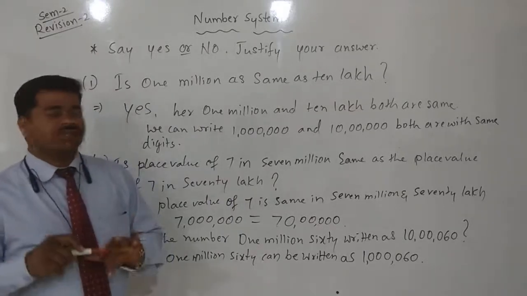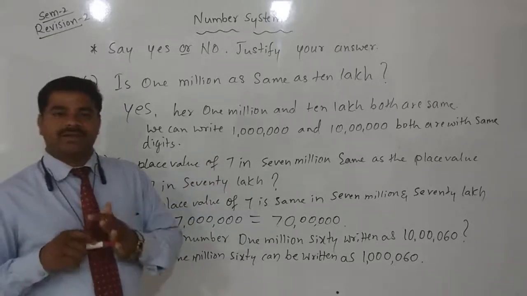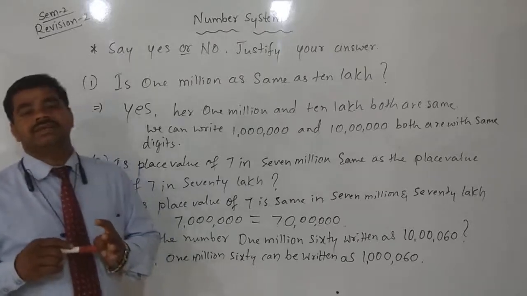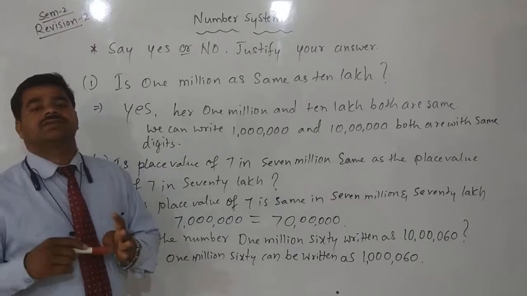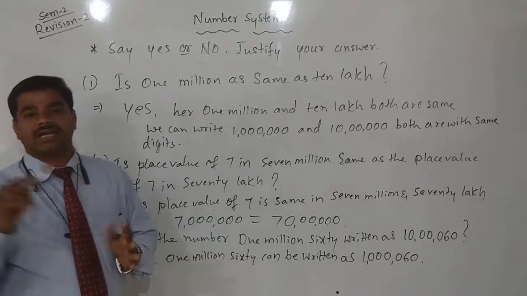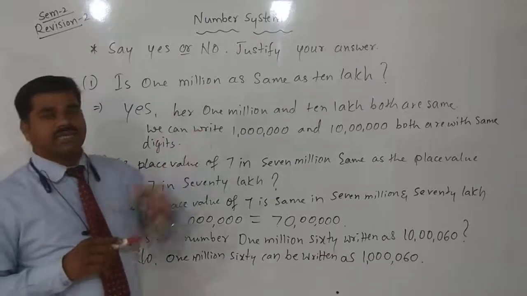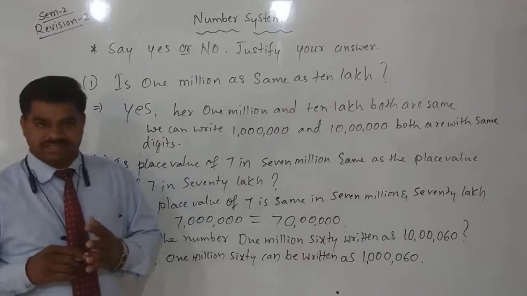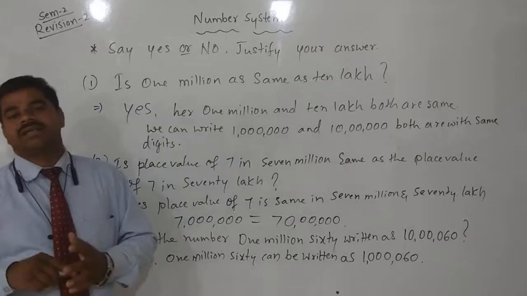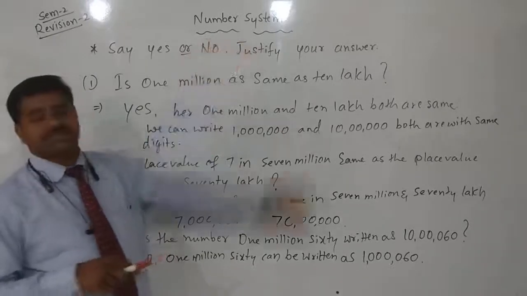Revise all these. You can take your own numbers. You should be perfect with writing the number names, reading them neatly and correctly, and expanding the number. If the number name is given, you can write the standard form. We can say the place value of each digit. If 2 or more numbers are given, we can compare them easily and order the numbers. With this, we completed the number system revision.